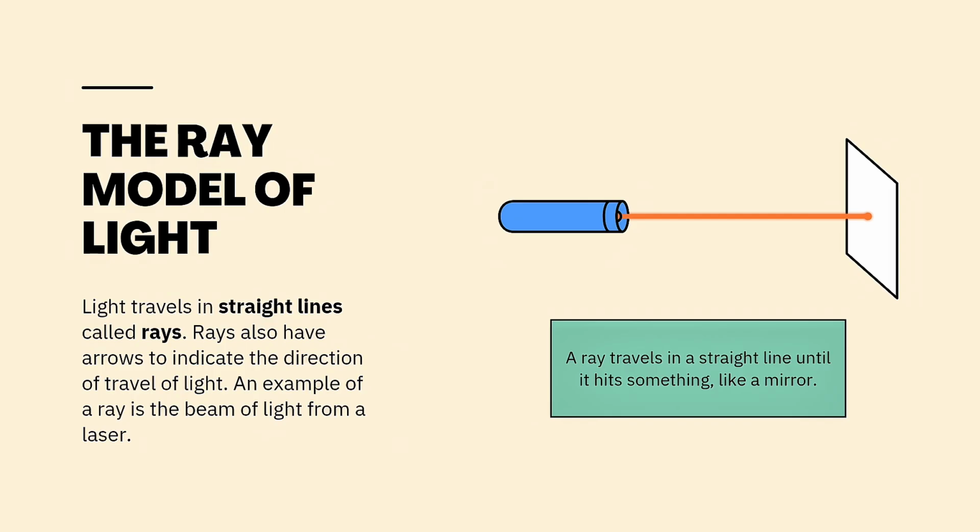The ray model of light explains that light travels in straight lines. These straight paths are called rays. Rays are usually shown as straight lines with arrows. The arrows show the direction in which the light travels.